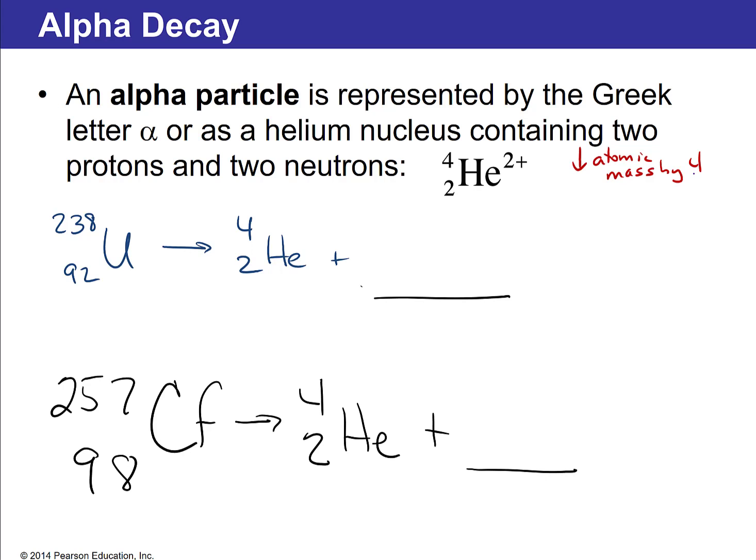2 protons get shot out of the nucleus. So what's going to happen to the atomic number? It's going to go down by 2.